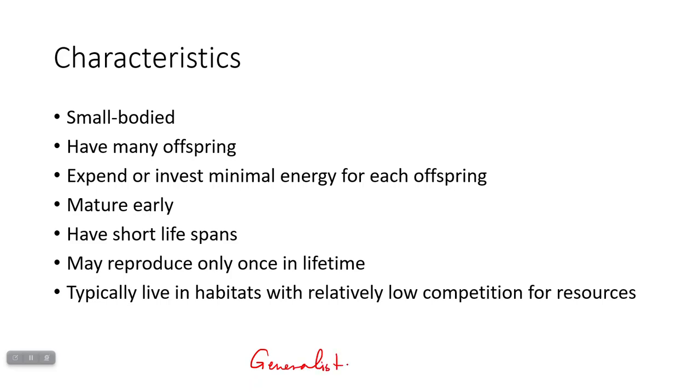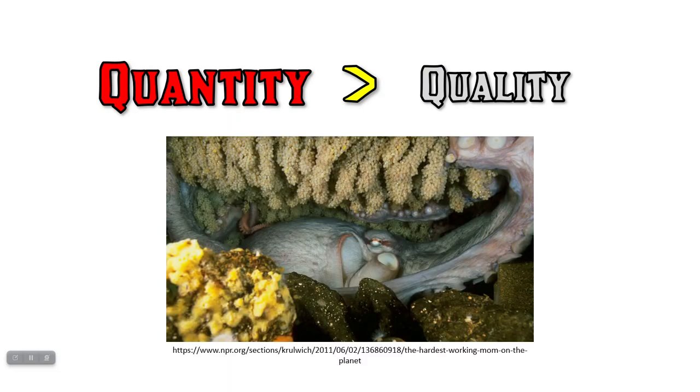Not always, but a lot of times they are generalists. So they go for quantity over quality. I'm going to have as many offspring as I possibly can, and hopefully one or two of them will survive to adulthood. Here is an example.